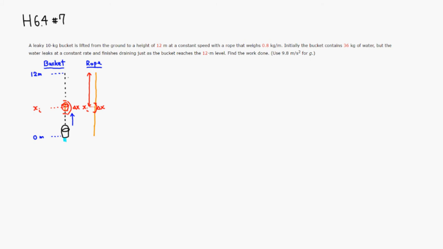So let's look at the bucket. It's a leaky bucket. It's 10 kilograms to begin with, then we have 36 kilograms of water in it. So originally this is 46 kilograms.